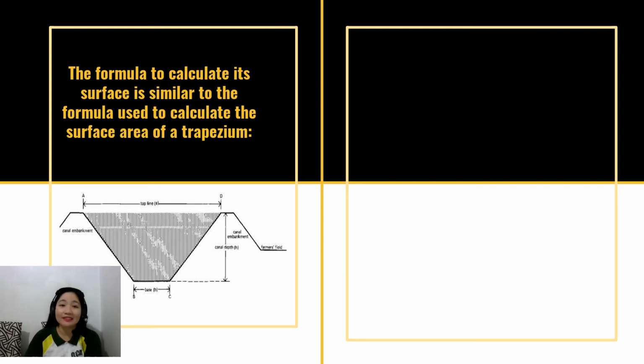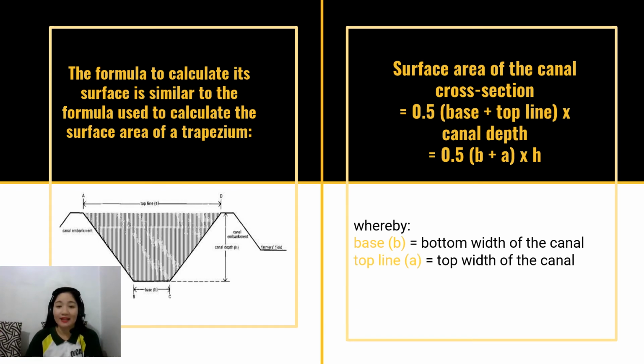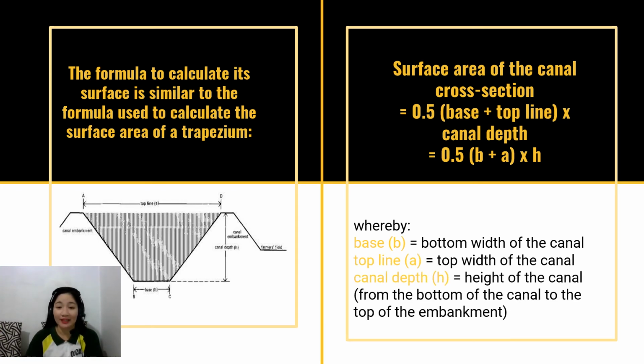Thus the formula to calculate its surface area is similar to the formula used to calculate the surface area of a trapezium. So the surface area of the canal cross-section is equal to 0.5 times base plus top line times canal depth. Whereby the base is equal to the bottom width of the canal, the top line is the top width of the canal, and of course the canal depth is the height of the canal from the bottom of the canal to the top of the embankment.